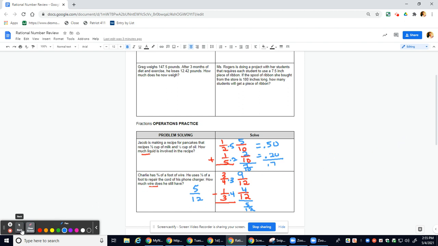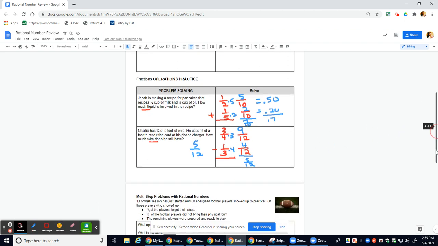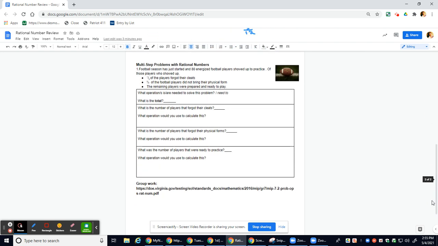All right, so let's go ahead now and look at more fraction operation problems, but now doing a little bit of multiplication. So football season has started, and there is a total of 80 energized football players that showed up to practice. However, of those players who showed up, 1/8 of them forgot their cleats. Well, you know Coach Vasquez is not going to be very happy. 2/5 of the football players did not bring their physical form. So the remaining players are going to be prepared and ready to play.